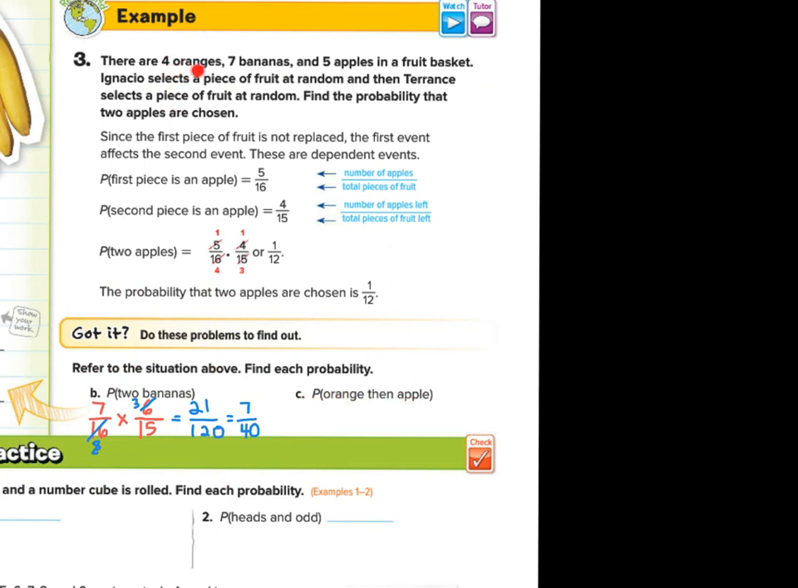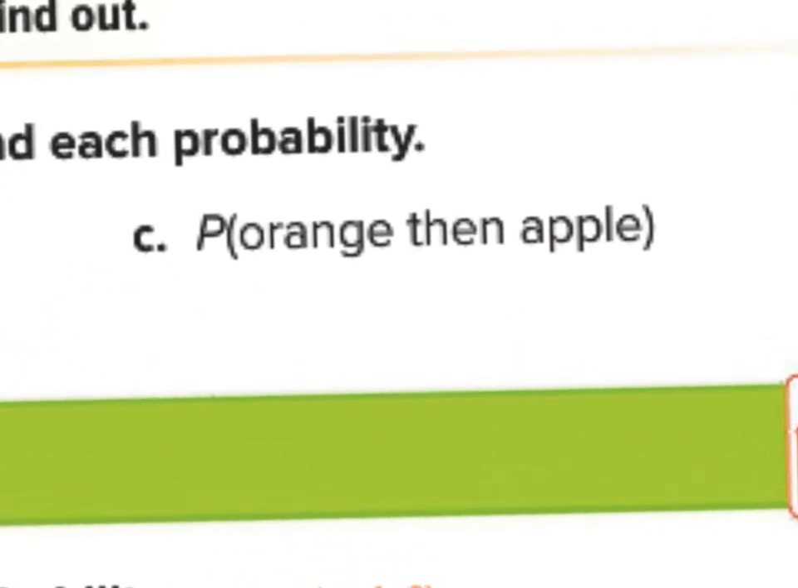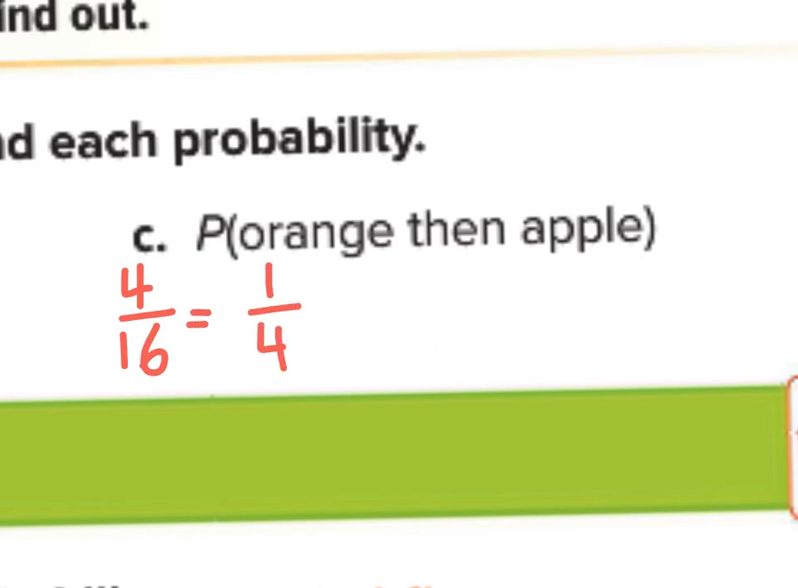We have 4 oranges and 5 apples. So let's remember that. For oranges, we have 4 oranges out of 16 fruit, which is really 1 out of 4. And if I choose that fruit, that means I'm only going to have 15 fruits left. So it's 5 apples out of 15 fruits. It doesn't affect the apples.